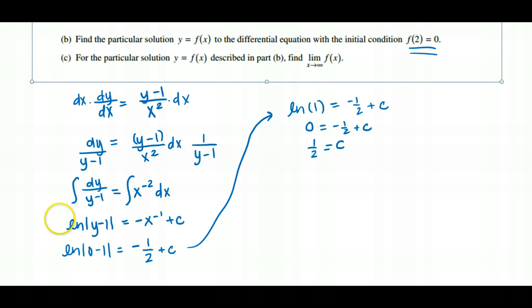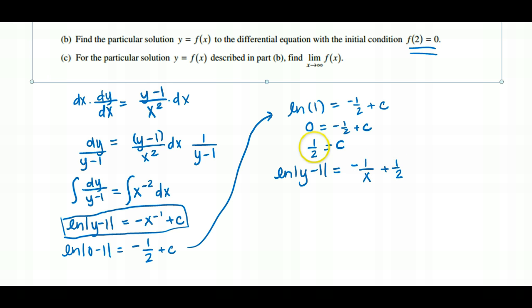So now let's substitute that back in here. This was our general solution, not yet solved for y. So let's plug it back in. We have natural log of absolute value of y minus 1 equals, I'm going to rewrite this as negative 1 over x plus 1/2. So now we have to try to get the y by itself. So we exponentiate both sides. So now this whole thing is up in an exponent. E to the natural log cancels, so I end up with the absolute value of y minus 1 equals e to the negative 1 over x plus 1 over 2.